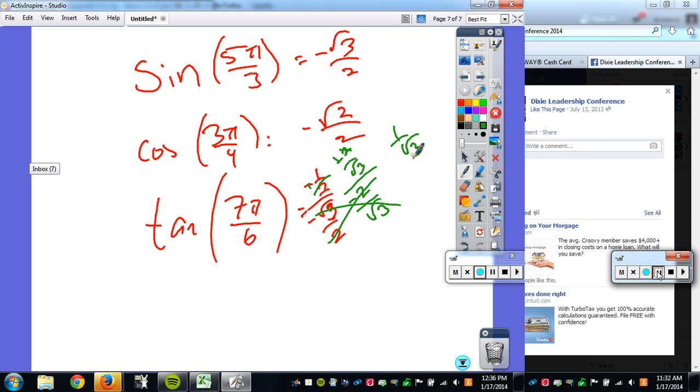1 over root 3? No. Rationalize. That's root 3 over 3. Okay? That's what I'm looking for. How we doing? You okay? A lot of stuff?